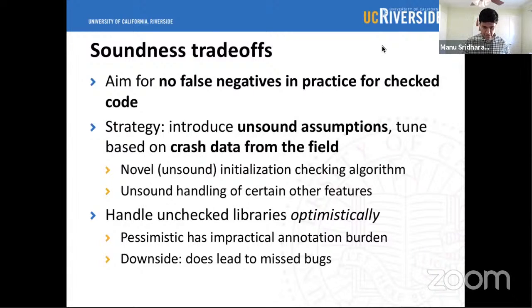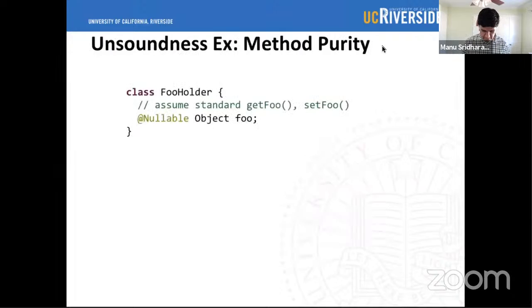There is a downside here, which is that this is still probably the main cause of bugs, null pointer bugs that are missed by our tool. And we have some ongoing work on trying to do better for these kinds of libraries with a bit of inference. So let me give you an example of one of our unsound assumptions.